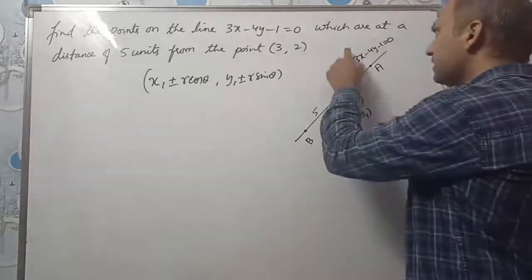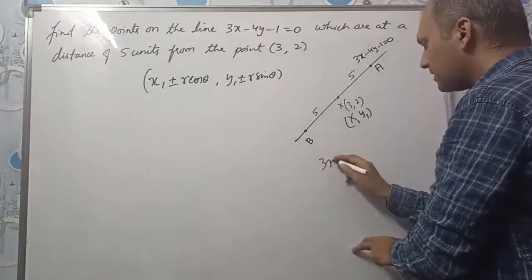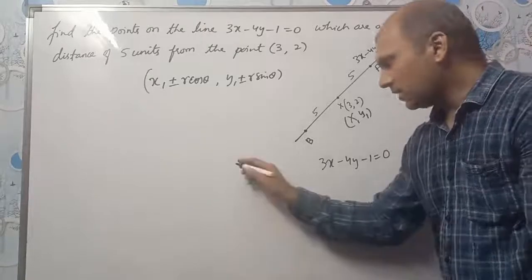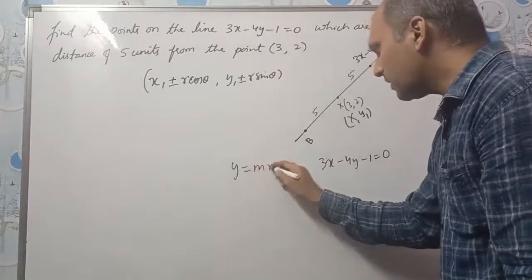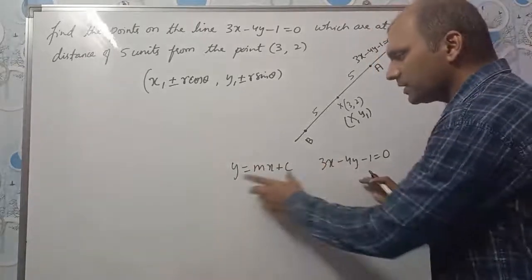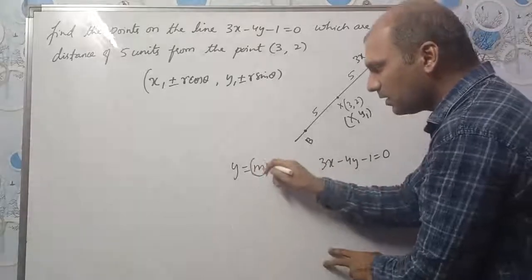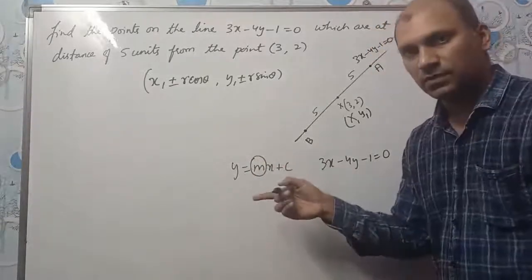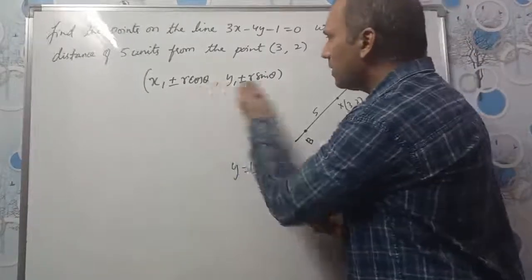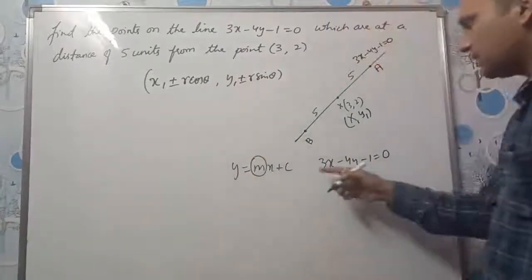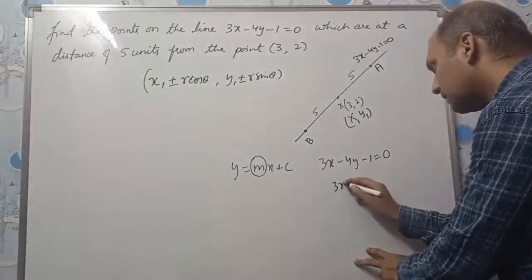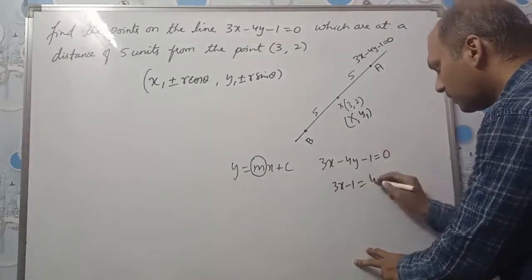Yes, we can find it. See, if we write this as 3x minus 4y minus 1 is equal to 0, if we write it as y is equal to mx plus c, if we write this given equation in this form, the coefficient of x here will be the slope, that is the tan value. If we get the tan value, we can get the cos and sin value also, right? So let us write this equation in this form. So what do we have? We have 3x minus 1. I am sending 4y to the other side.